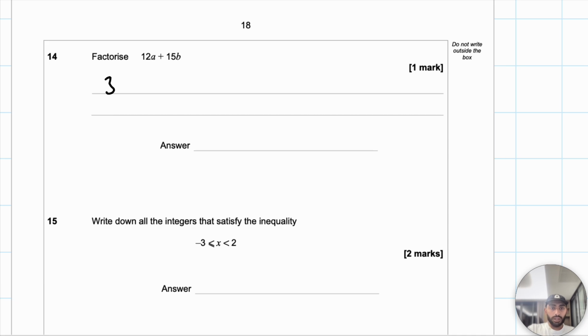So it's going to be 3 on the outside. And is there anything common between the letters? No. So we move on. We open the bracket. What multiplies by 3 to give me 12? That'll be 4. Or 12 divided by 3 is 4. And I need an A there. And 3 multiplied by 5 gives me 15. And I need a B here. The way I would check this, I would expand this out. 3 times 4A and 3 times 5B. And it would give me that answer. So I know I'm correct.